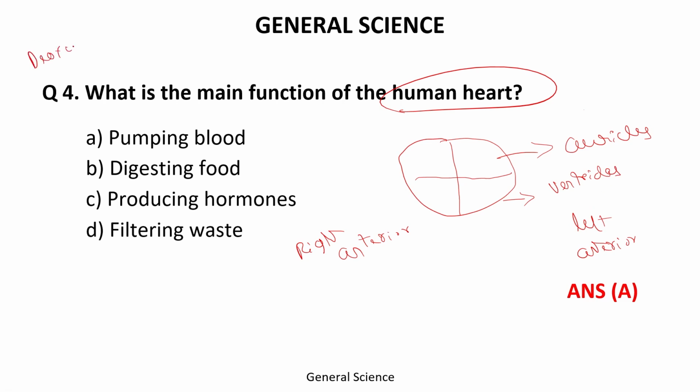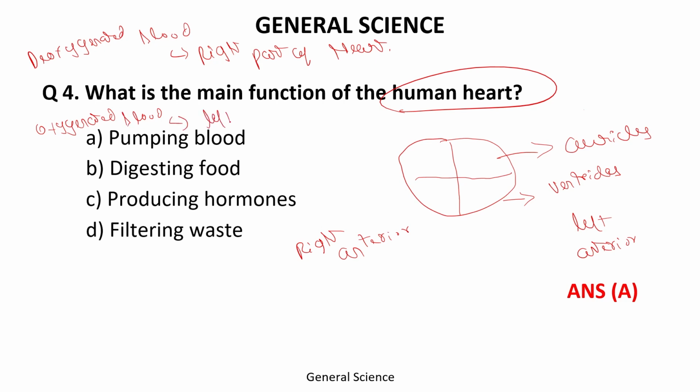So the deoxygenated blood reaches which part? Right part of heart. And thereafter the oxygenated blood is pumped out from which part? Left part of heart. So remember these details. All right.